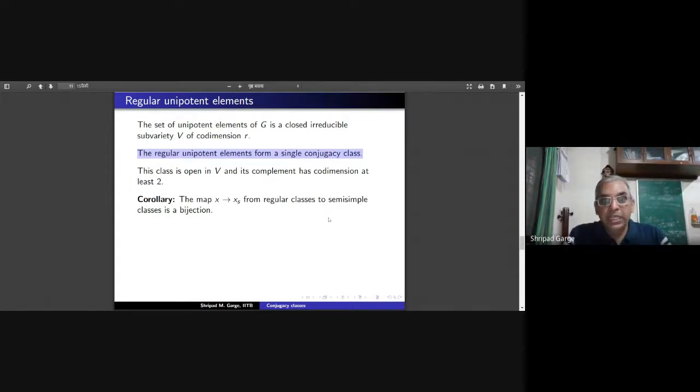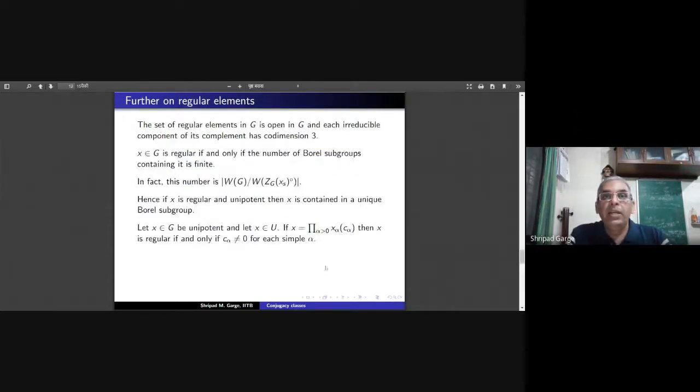So the complete statement is that every semisimple element is the semisimple part of a regular element. Moreover, if there are two regular elements whose semisimple parts are conjugate, then these two elements are already conjugate in your group. So this is a very nice statement. And further, there are these very interesting statements again.